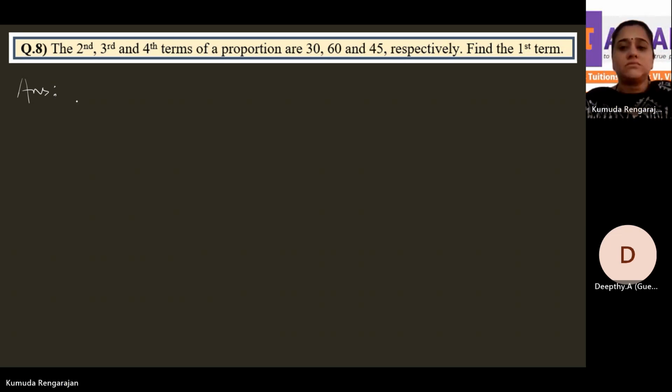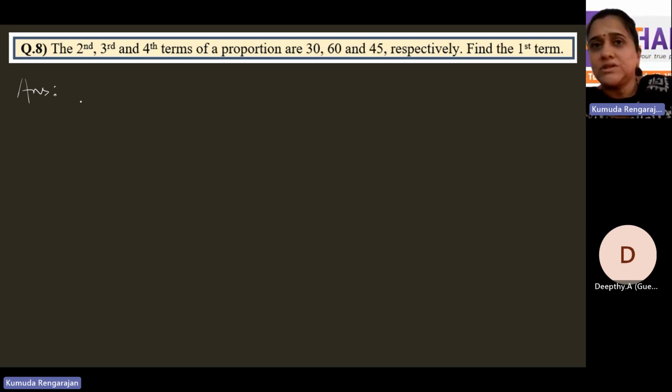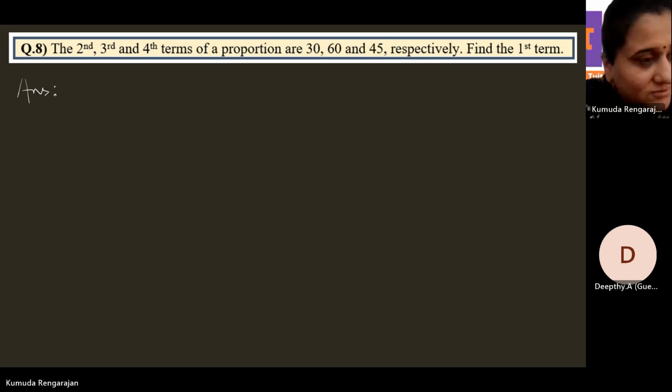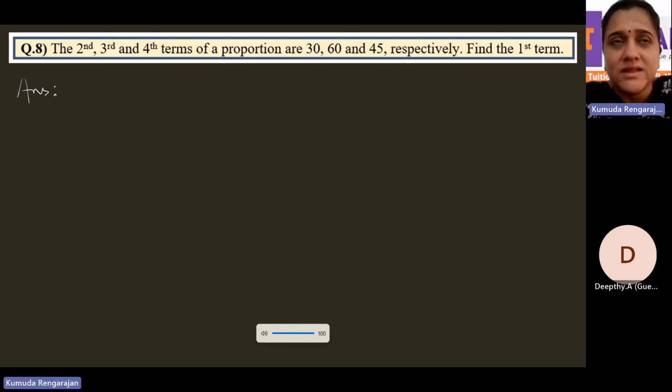All right. So we know that in a proportion, there are 4 terms. First term, second term, third term, fourth term. What are the first and fourth terms called? Extremes. Very good. What are the second and third terms called? The middle terms, the means. Okay, the first and fourth terms are called the extremes, and the second and third terms are called the means.